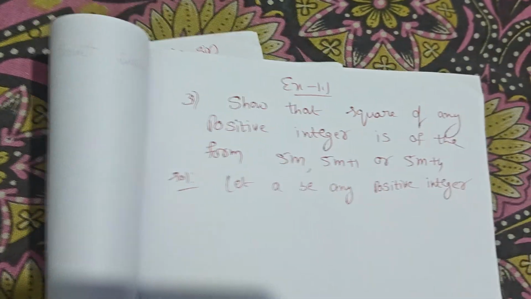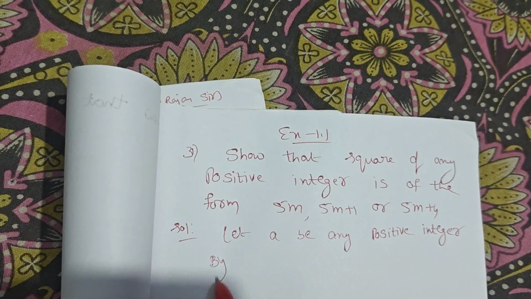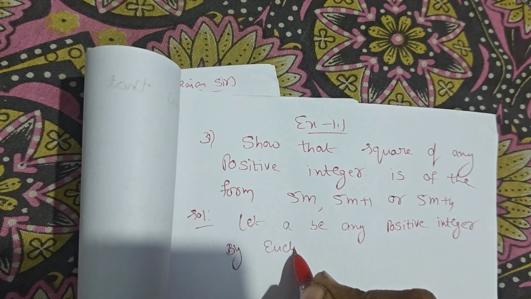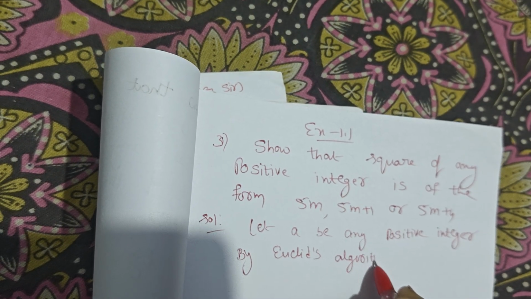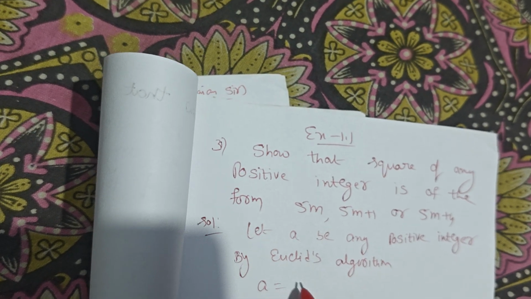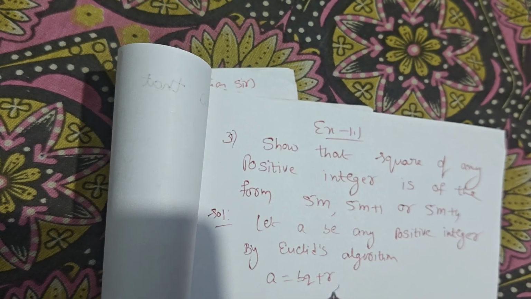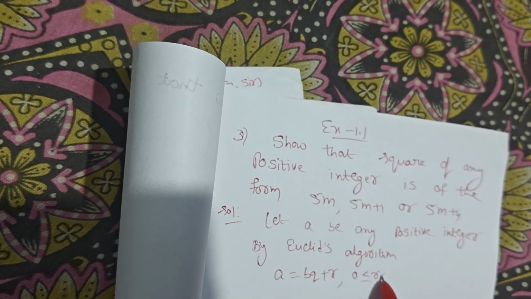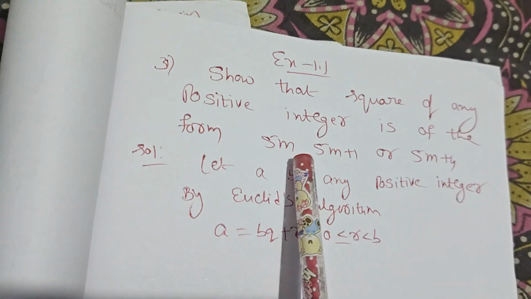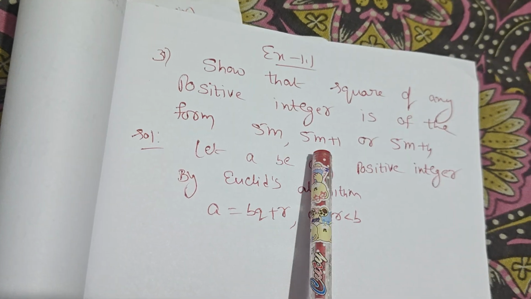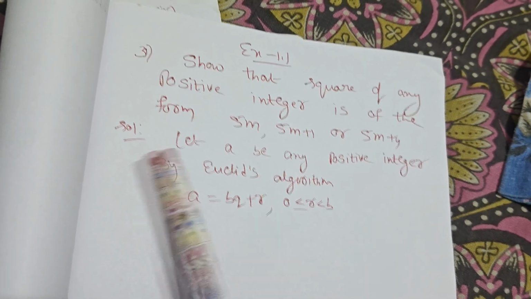So, by Euclid's algorithm, you have to take Euclid's algorithm. What is Euclid's algorithm, children? a equal to bq plus r, where 0 is less than or equal to r less than b. It is Euclid's algorithm. If you see, these are in the form of bq plus r.